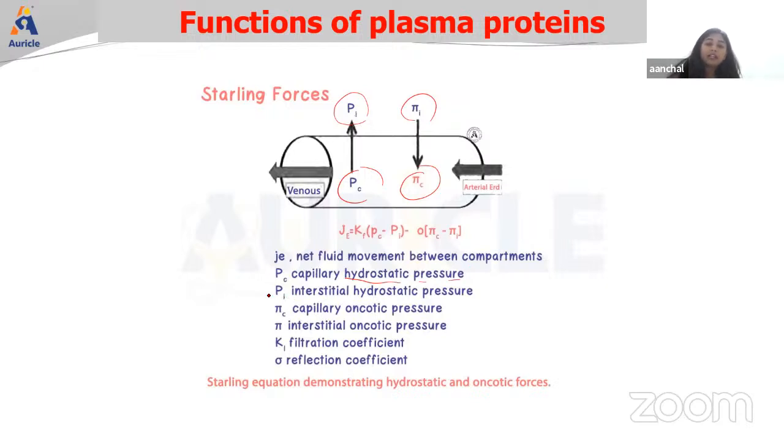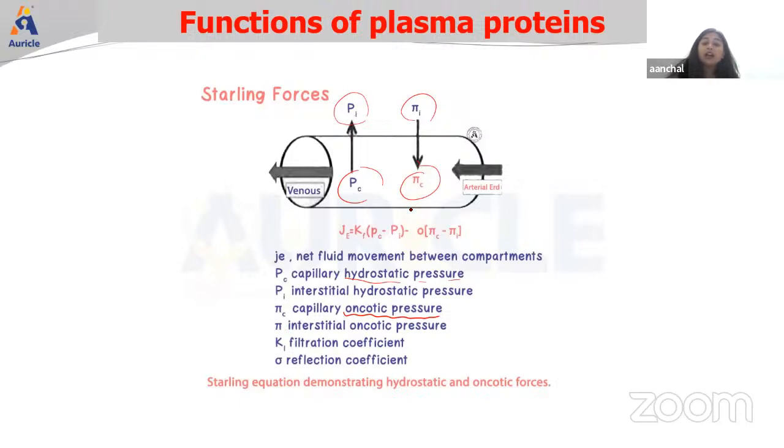Then Pi is interstitial hydrostatic pressure, meaning the pressure exerted by the interstitial fluid which is present outside the capillary. So here we have venous end, arterial end, and this is the capillary we have, and in the surrounding we have interstitial fluid, okay. Then pi c here refers to the capillary oncotic pressure. Always remember, the word oncotic means plasma protein, right?